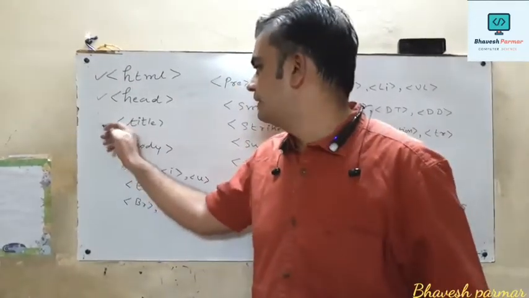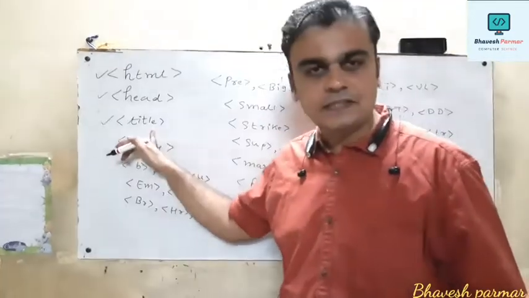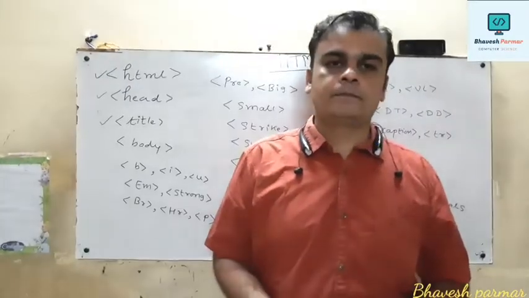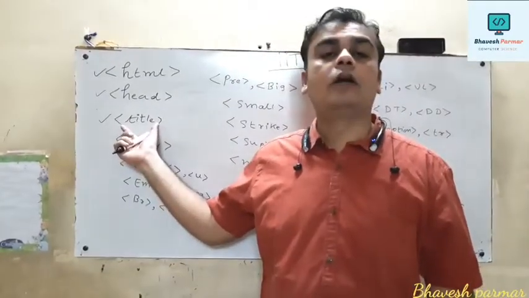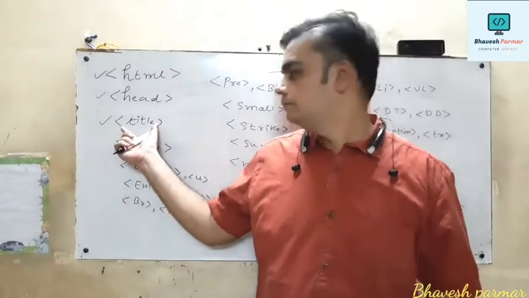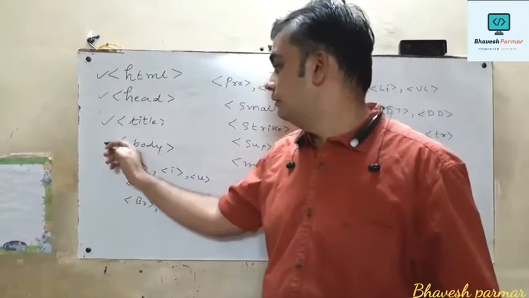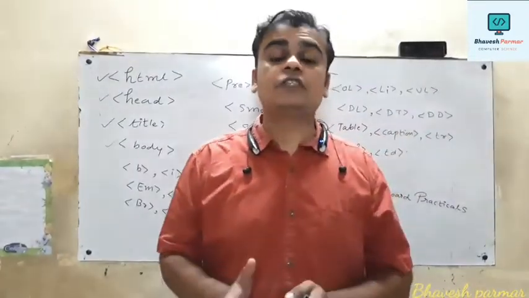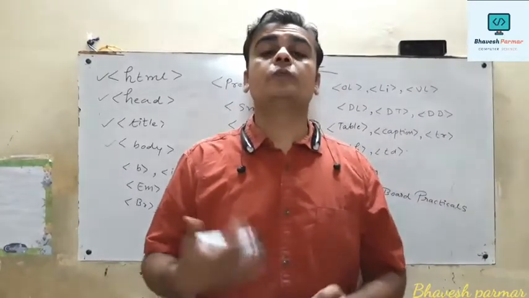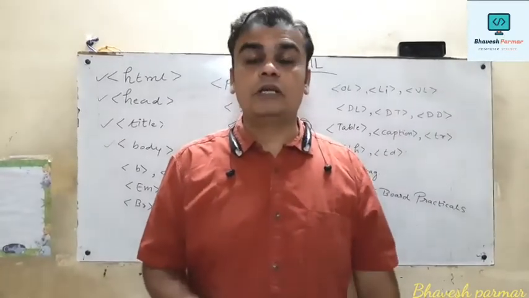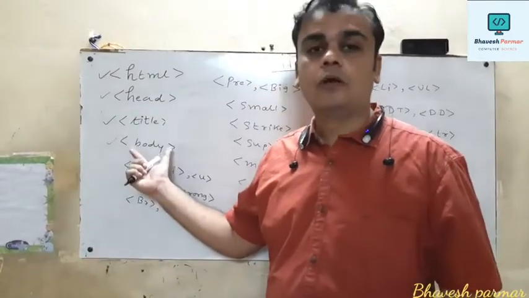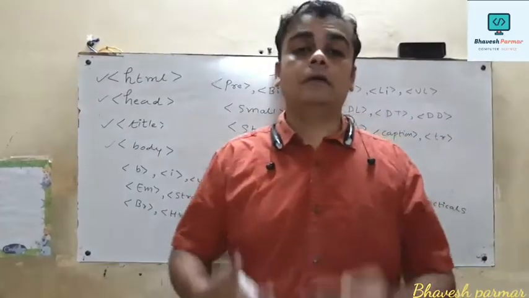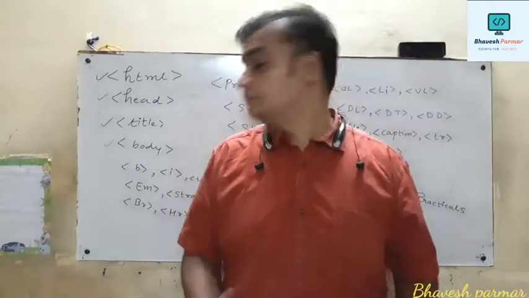Thereafter our next tag is the title tag. As the name suggests, the title tag is used to provide a suitable title to the document, and generally it is displayed on the title bar of our browser window. Thereafter the most important tag is the body tag. This body tag consists of the actual information which is to be displayed in our web page. Generally in the body tag, many tags are used by the programmer to provide a more attractive look to the web page.